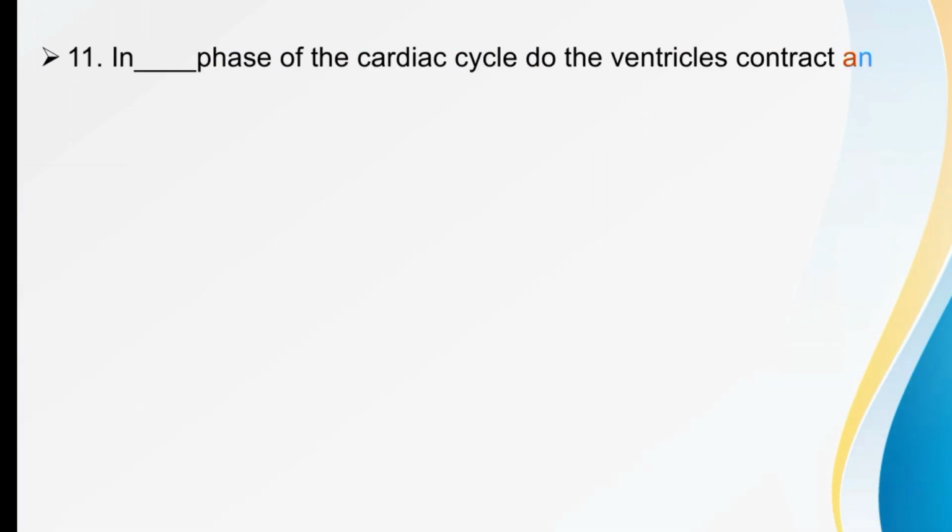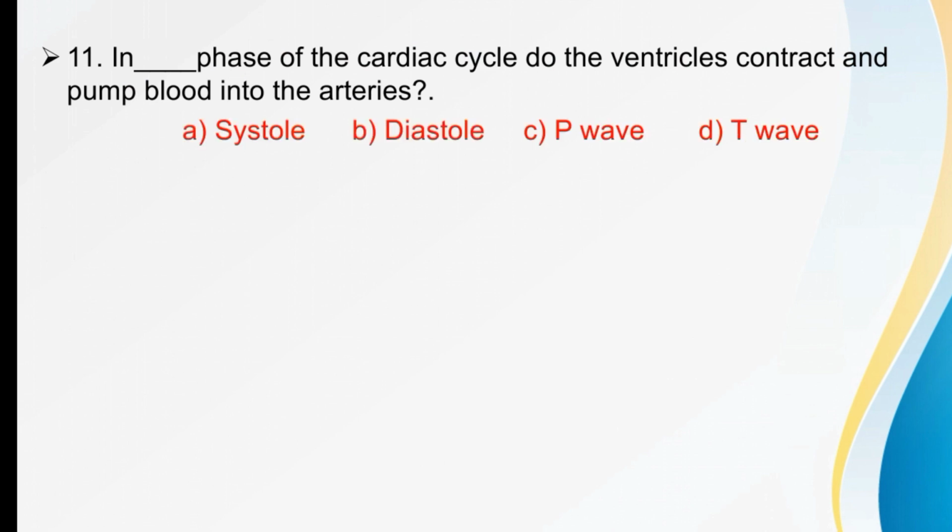In dash phase of the cardiac cycle do the ventricles contract and pump blood into the arteries? Our options are systole, diastole, P wave, or T wave. So the right option is systole. Systole is the phase of the cardiac cycle in which the ventricles contract and pump blood into the arteries.